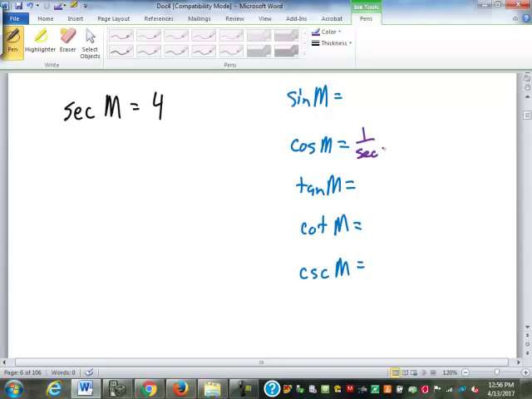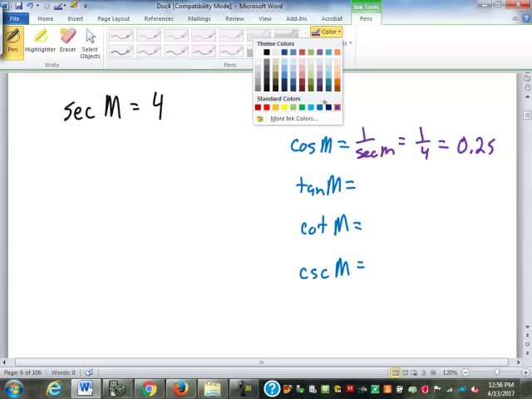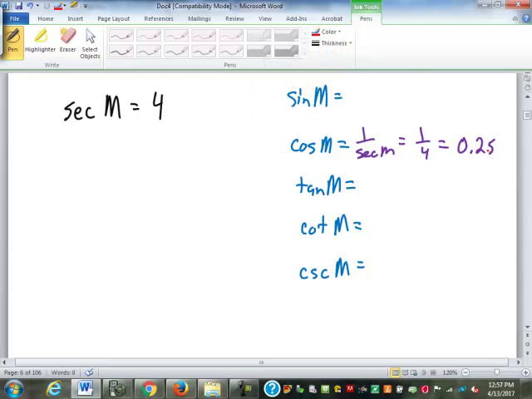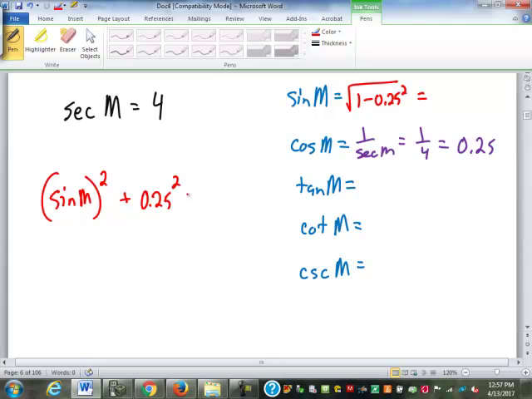It's the reciprocal. Secant is the reciprocal of cosine. Cosine would be the reciprocal of secant. So secant is 4, so cosine is 1 over 4, or 0.25. Once we know that the cosine is 0.25, we can find the sine using that Pythagorean relationship. It'll be the square root of 1 minus 0.25 squared. In other words, sine of M squared plus that cosine of 0.25 squared has to equal 1 squared.